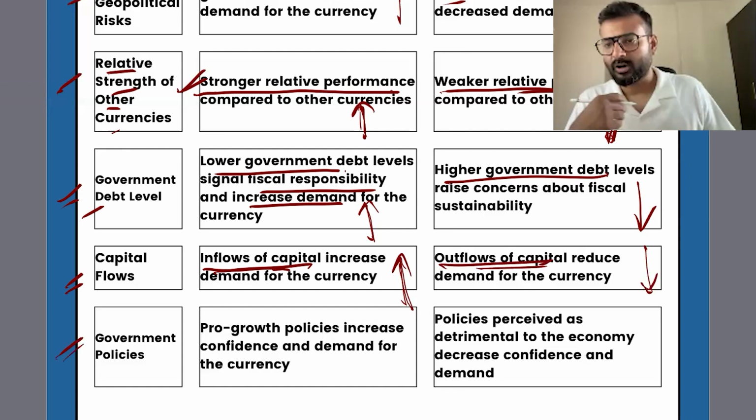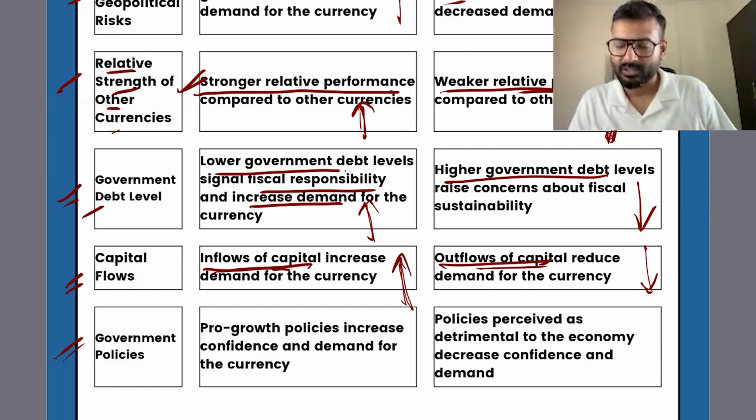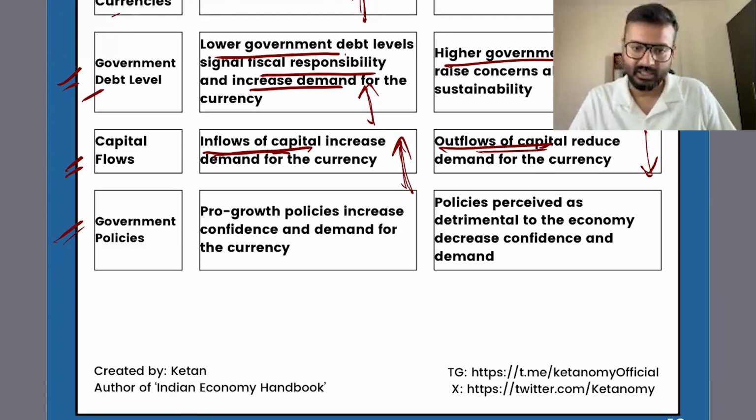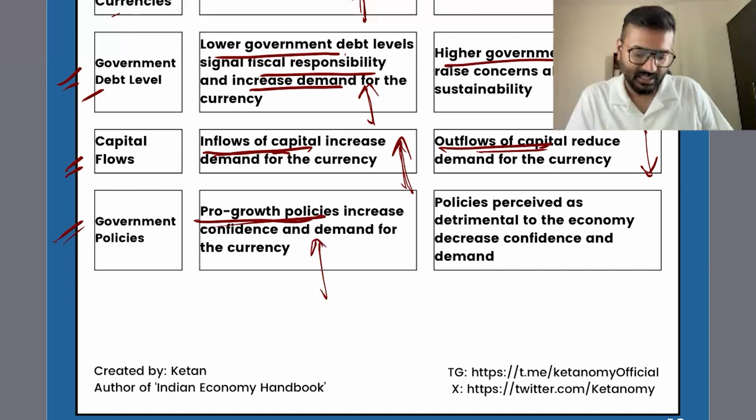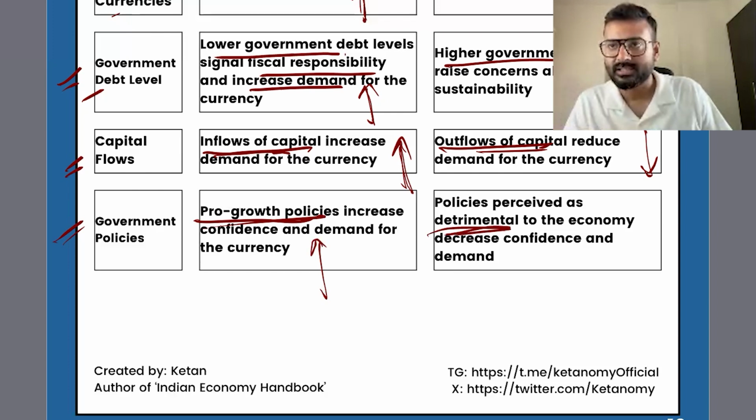And last is government policies. A lot of the exchange rate will depend on government policies also. If the government policy is pro-growth, which instills a level of confidence in the investor that yes, the country is going to grow and therefore we must invest in that country, then pro-growth policies increase confidence and demand for the currency. So there is appreciation. Whereas policies which are perceived as detrimental, right? Like populist policies, a lot of freebies, a lot of subsidies, policies which are mainly seen in election years, okay? Those are not very pro-growth.